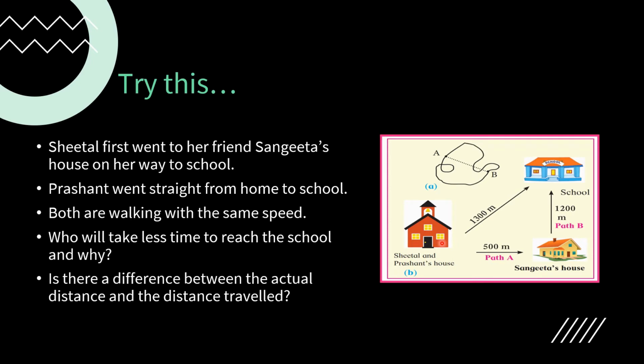Is there a difference between the actual distance and the distance traveled? Yes, obviously there is a difference. The distance traveled by Sheetal is about 1700 meters, whereas the actual distance is 1300 meters. So there is a difference of about 400 meters between their travel.